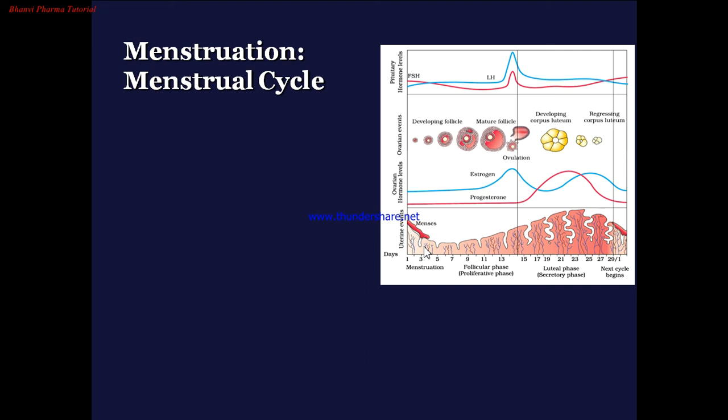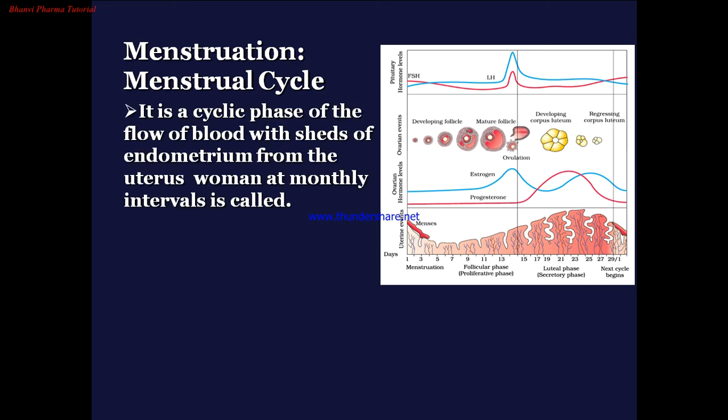Next is menstruation, very important in the female reproductive system. Menstruation, or the menstrual cycle, is a cyclic phase of blood flow with shedding of the endometrium from the uterus of women at monthly intervals.